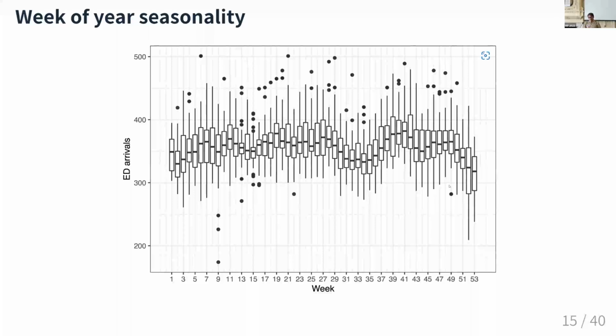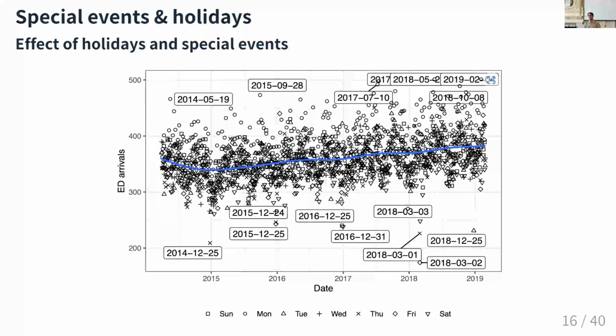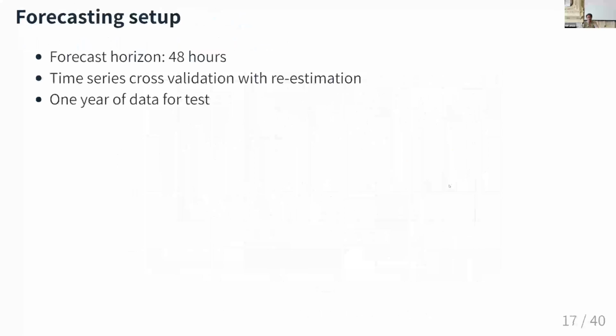And this plot shows also the week of year seasonality. This one shows how important are certain days. You know, for example, you see some important days with very low or very high arrivals. These are like special days, holidays, Christmas, New Year's Day, and this sort of thing. So again, it's important to consider them. And there is a slight long-term trend as well in the data that we need to account for. So these are the characteristics that we see in the data.